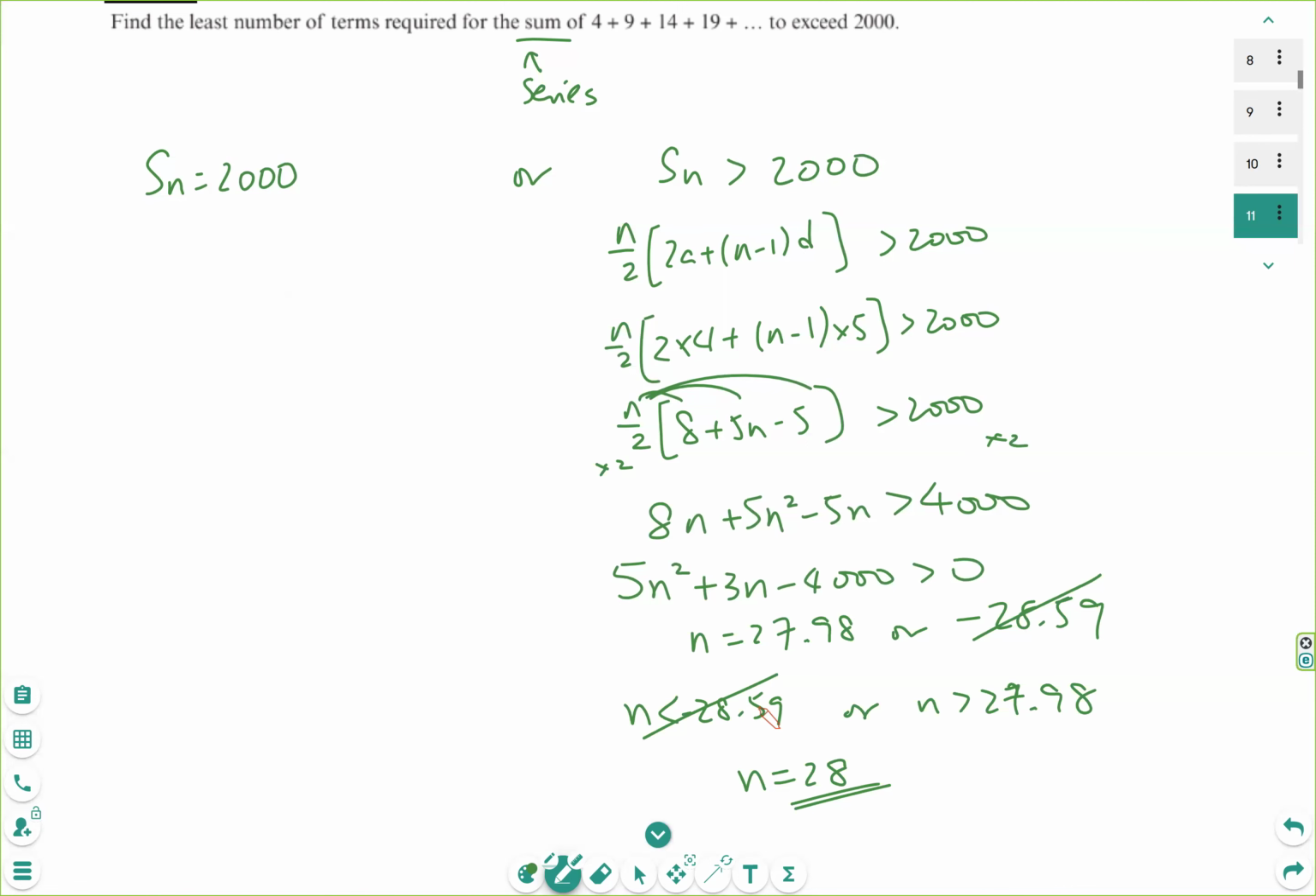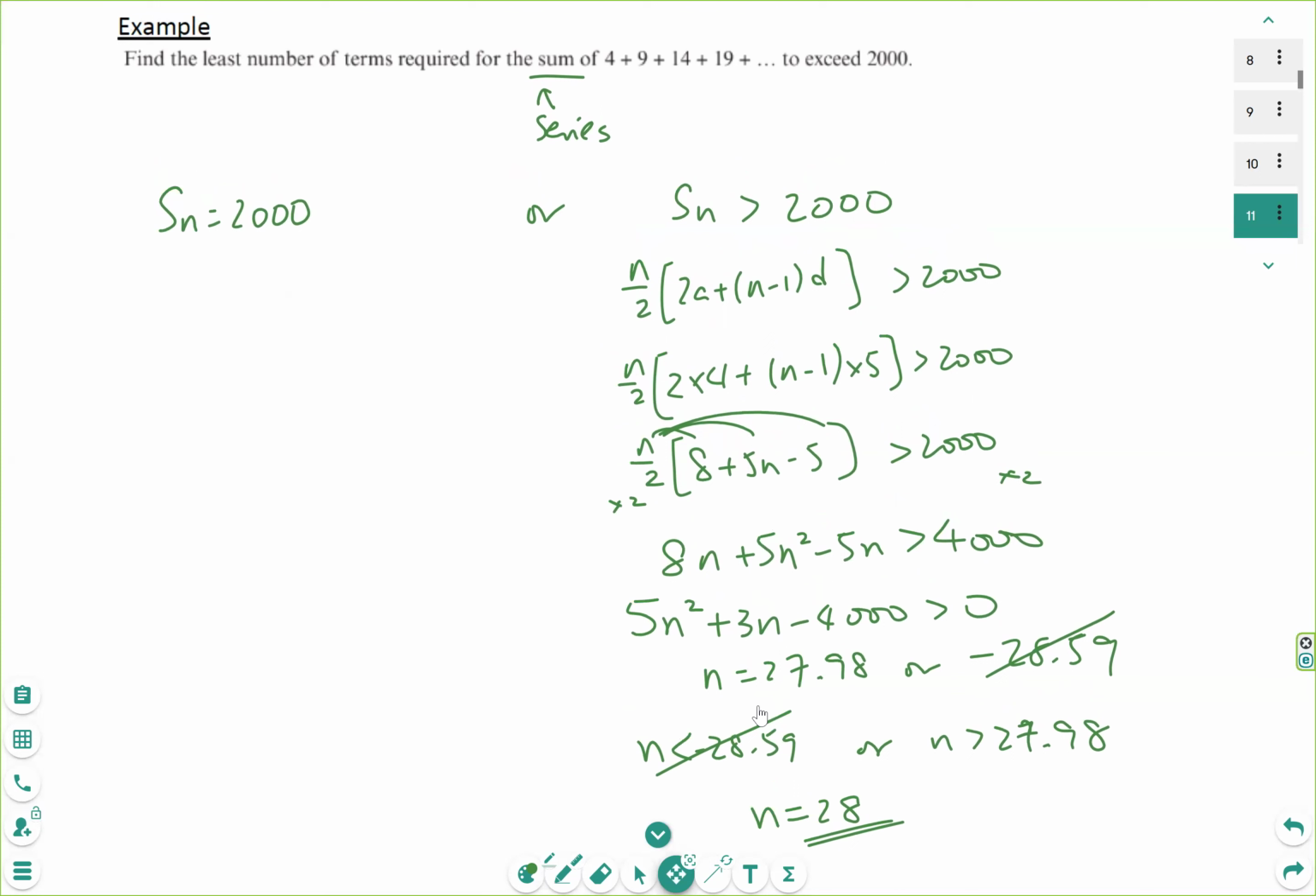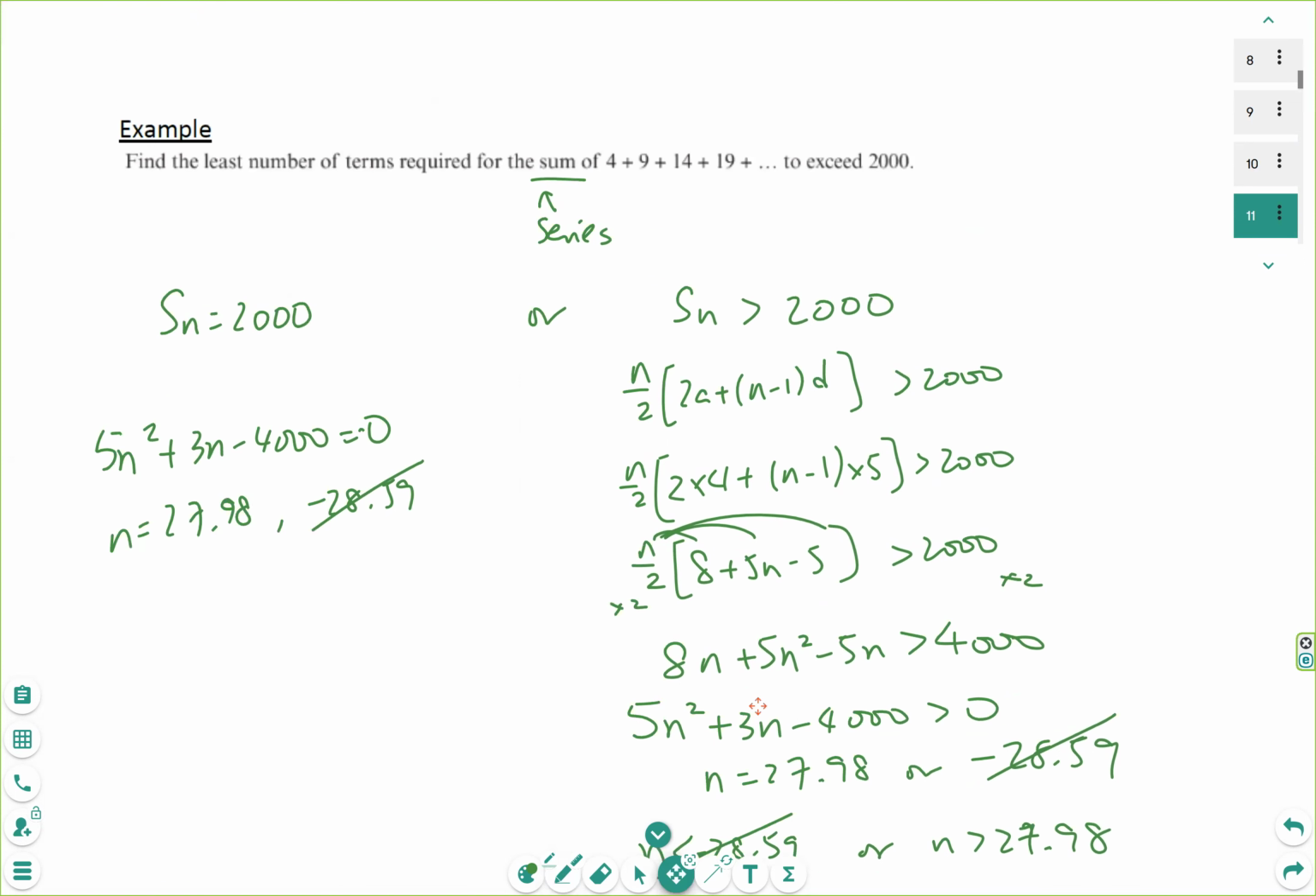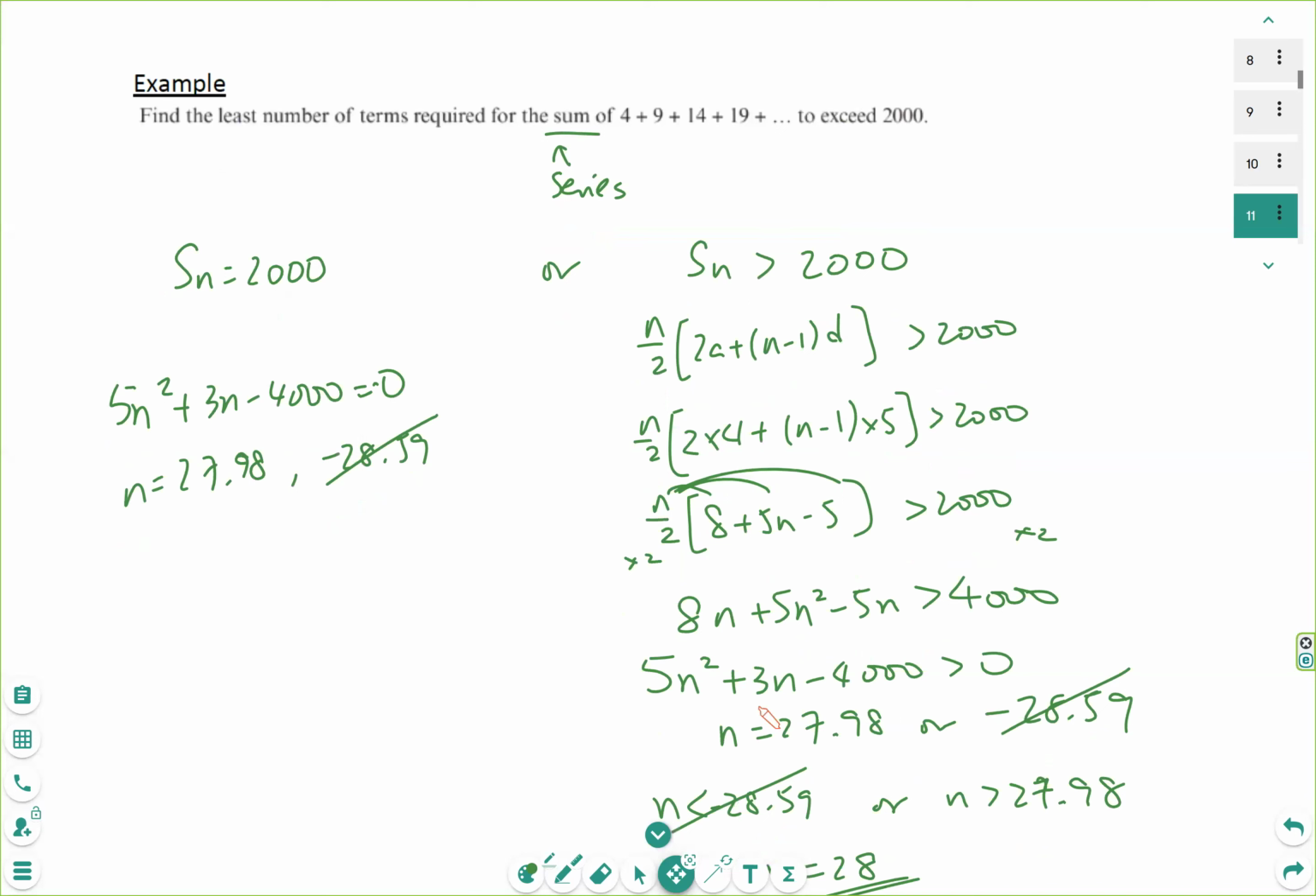Right. What about Sn equals 2000? So basically same thing in here. You just work with a quadratic in here. So you get up to the point where 5n squared plus 3n minus 4000 equals 0. And you solve n equals 27.98 or minus 28.59. So you can write equals perfectly fine, but because it exceeds 2000, therefore you have to write the next line, therefore n equals 28. And that gives you full marks in the exam as well. Okay, so both ways work.